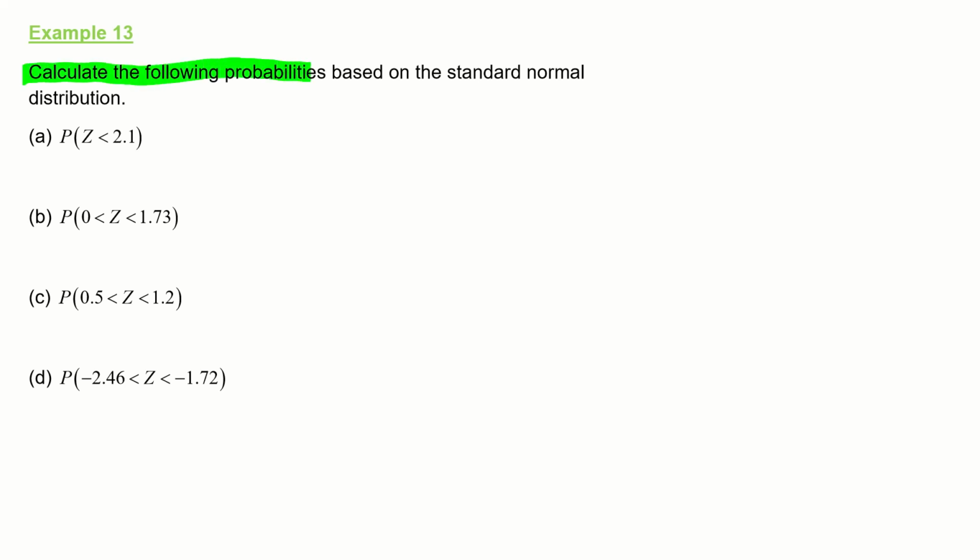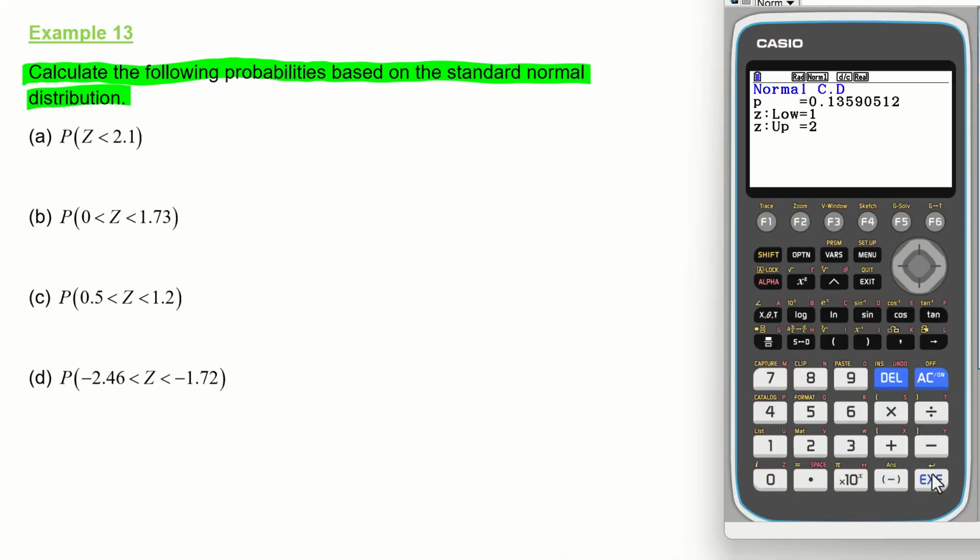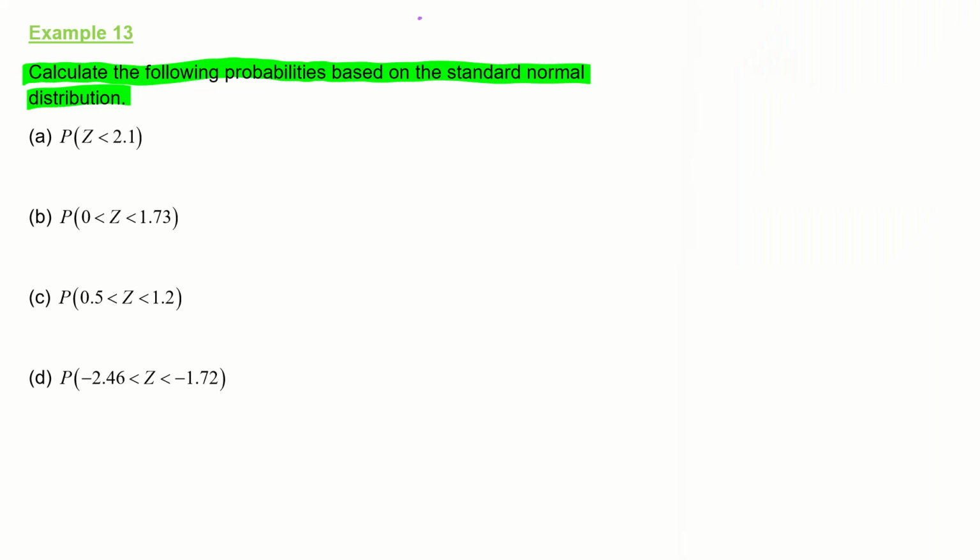Calculate the following probabilities based on the standard normal distribution. This is just using the calculator as we've seen before. But what we need to do is set sigma to 1 and mu to 0, because we know that the standard normal, which we always denote by z, is a normal 0, 1.